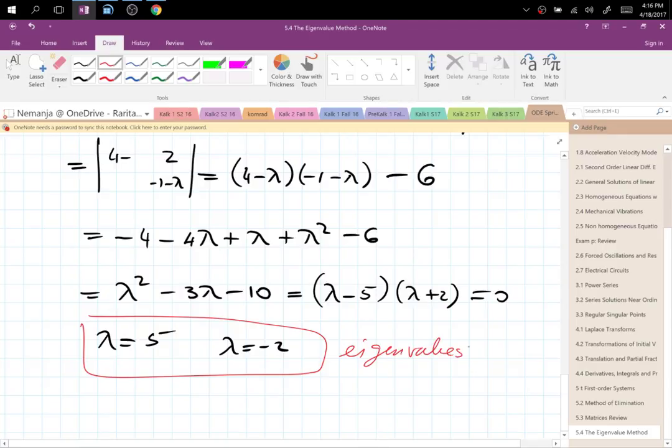Next time someone tells you, yeah, what do you know? You can find eigenvalues now.